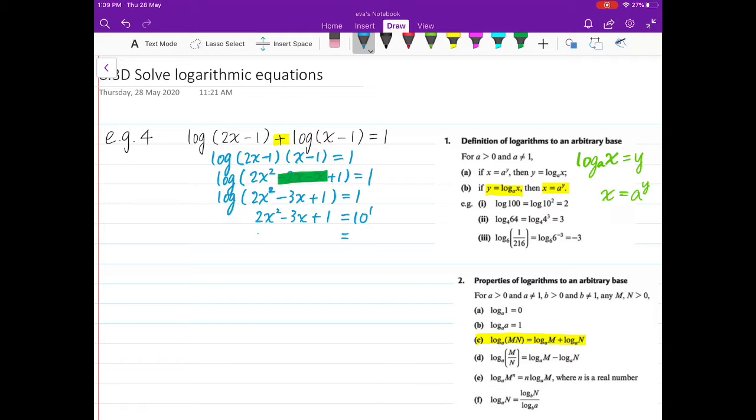Then move the 10 to the left hand side. 2x squared minus 3x minus 9 equal to 0. Now we can solve this equation, and it becomes (2x plus 3) times (x minus 3). So the answer will be x equal to negative 3 over 2 or x equal to 3. As we cannot have a negative number for the log, the first one we need to reject.